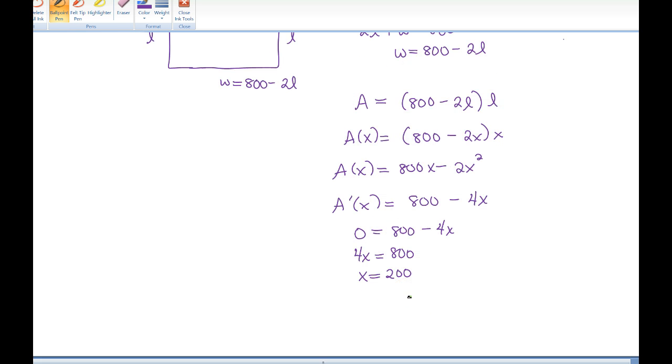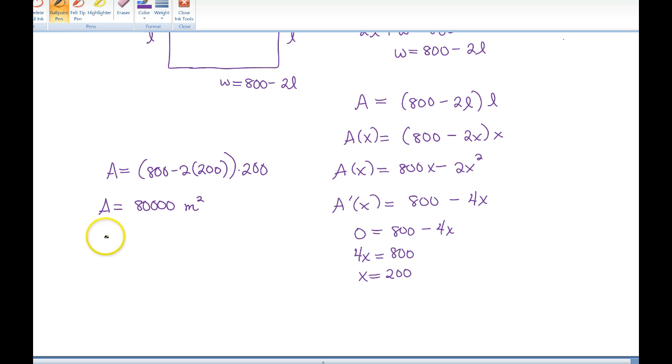For the largest area, again, you can verify this, make the number line, and show that that's the value that's going to maximize the area. So then we want to plug that into area. Area is 800 minus 2 times 200, and then times 200. It's just 400 times 200, so we get 80,000. And the units are meters squared.